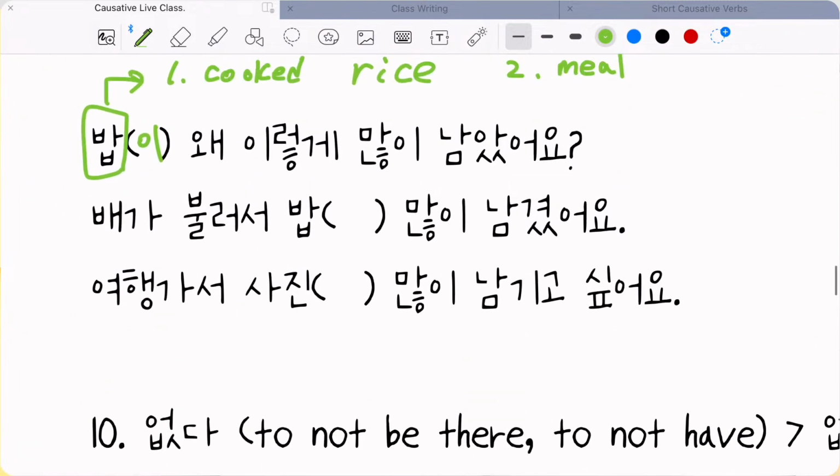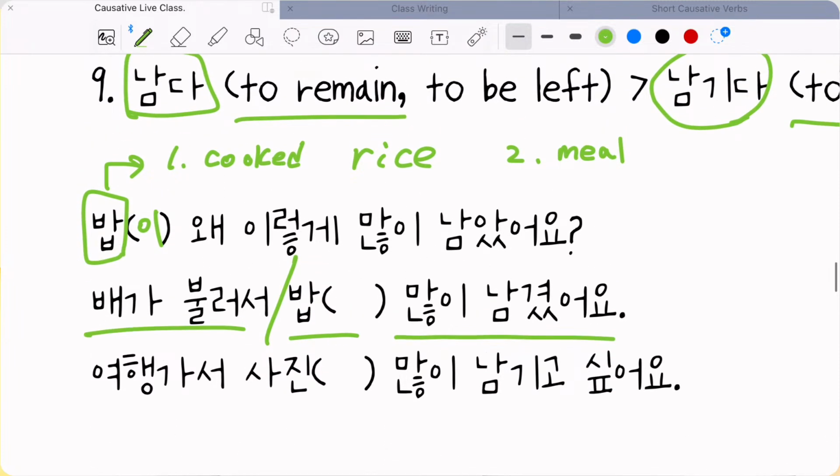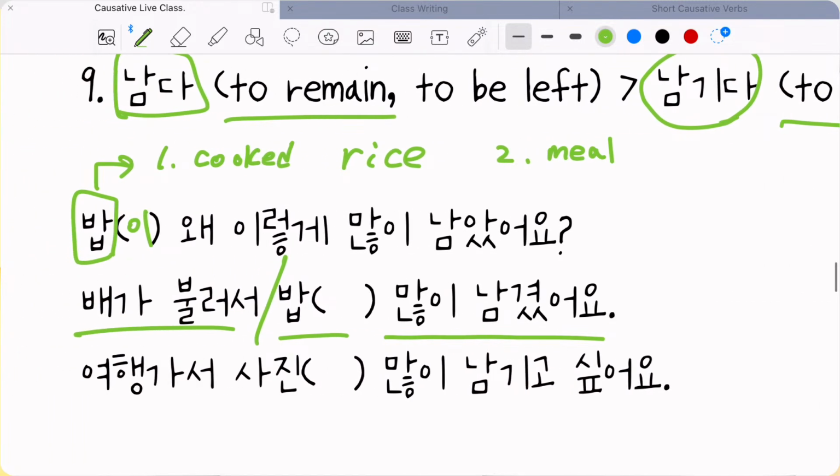그 다음에, how about the next one? 배가 불러서 I'm full. So 밥 blank 많이 남겼어요. I basically left a lot of food, as in left a lot of food unfinished. So 그렇죠. 두 번째 거는 밥을 많이 남겼어요가 돼요. 밥을 많이 남겼어요. There is a lot of food that I left unfinished.